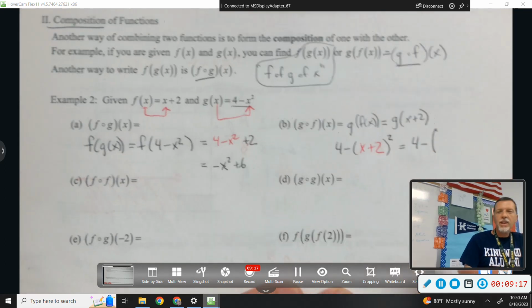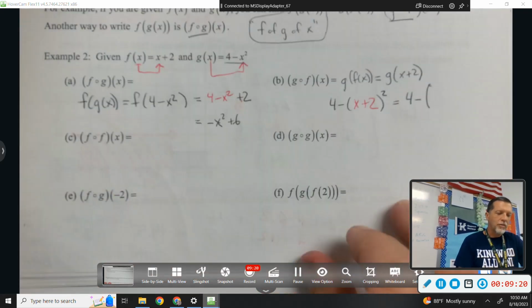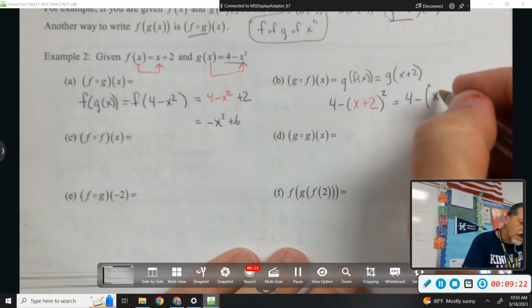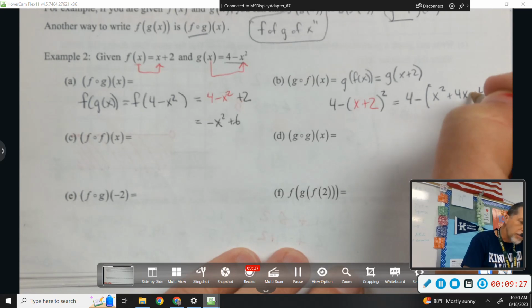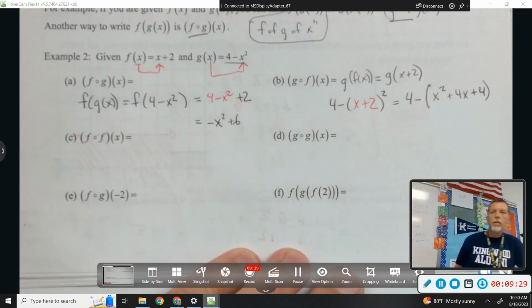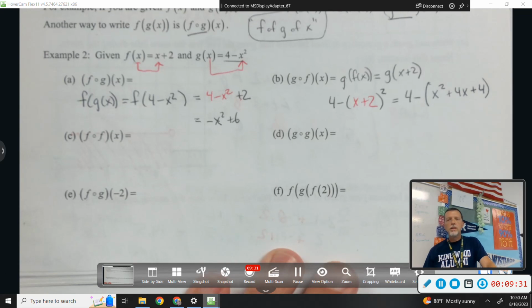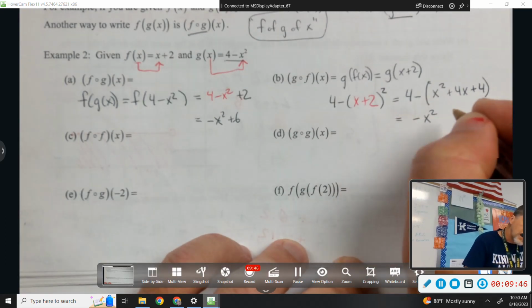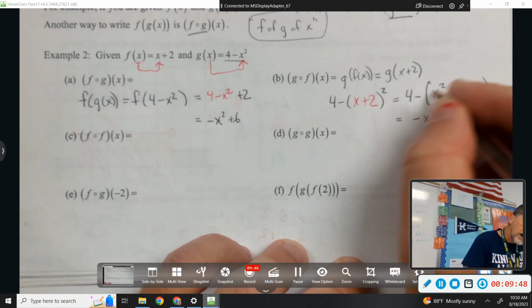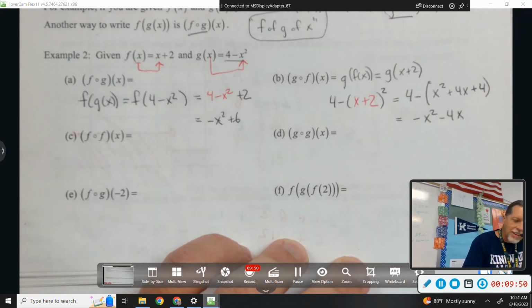This is a place where you could get in trouble if you try to do too much. I'm going to FOIL and then distribute the minus sign. X squared plus 4x minus, no, plus 4. Right, because you don't just square the pieces. You got to FOIL it and get that middle term in there. I will skip a step. I'm not going to show distributing the negative sign. I'll distribute and collect like terms all at once. Negative x squared, negative 4x, then that's it, because the 4 minus 4 goes away.